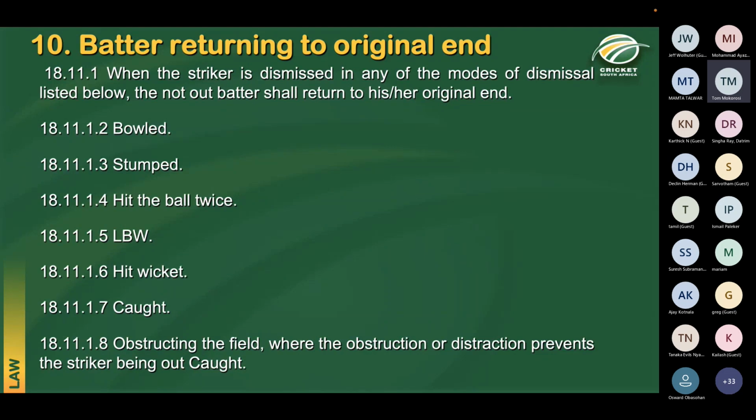If as well a striker is out obstructing the field and where the obstruction prevents a catch from being taken, even if the non-striker and the striker have crossed before that obstruction took place, the non-striker will return to his or her original end. And so the incoming batter will be on strike for the next delivery if it's still in the same over.